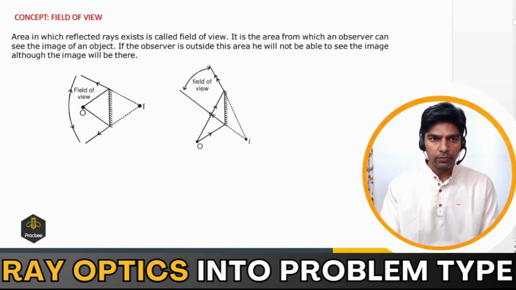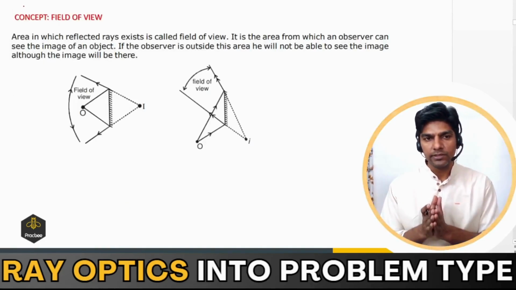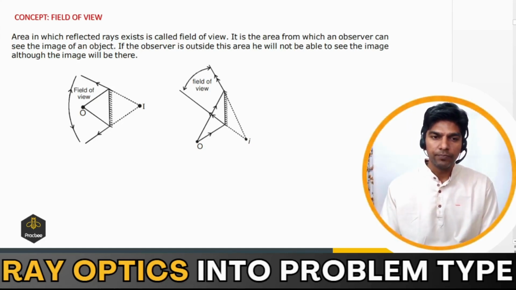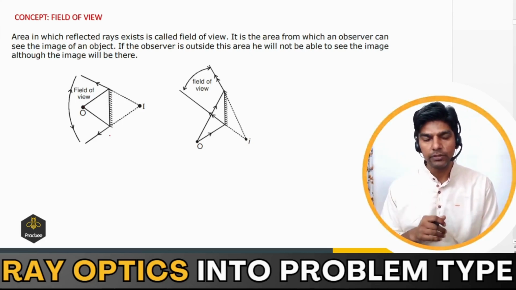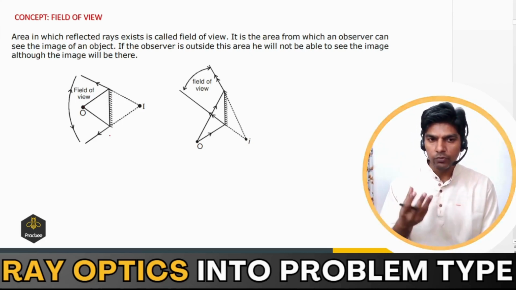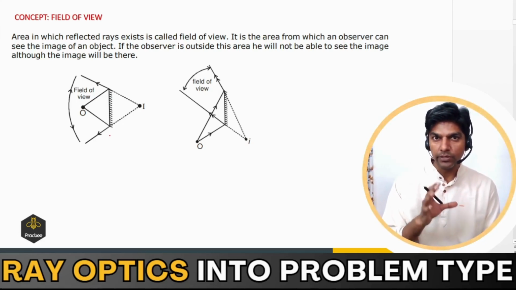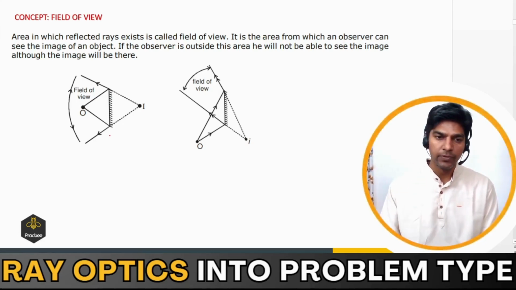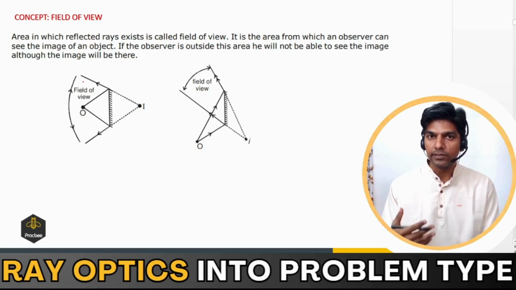Now let us see the next problem type, and it is based on the concept of field of view. What do we mean by that? Suppose there is an object and there is a mirror, and the image is being formed by the mirror. If you want to see the image of the object, you have to be placed in a certain region so that you will be able to see the image. That region is known as the field of view.